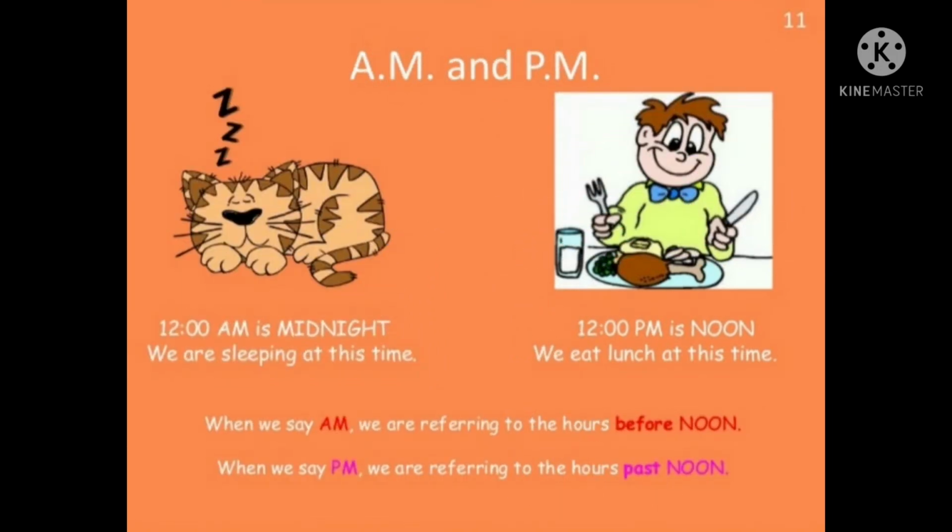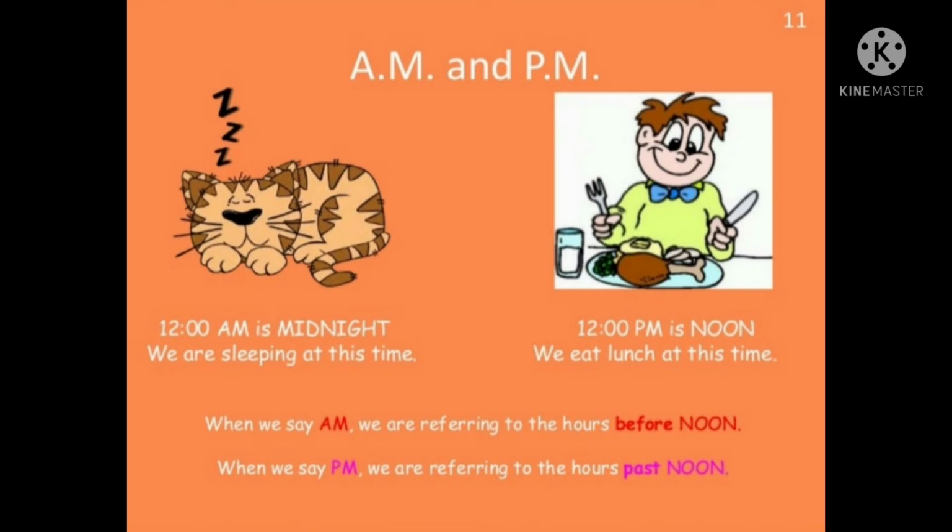AM and PM. 12 AM is midnight. We are sleeping at this time. 12 PM is noon. We eat lunch at this time. When we say AM, we are referring to the hours before noon. AM means before noon. दोपहर से पहले.